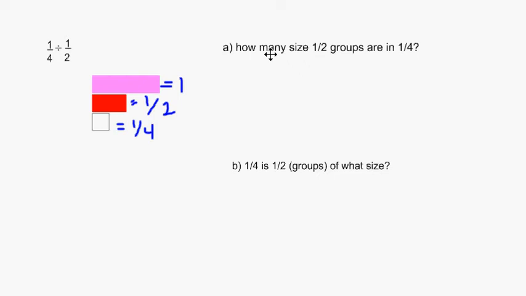So now it's going back, how many 1/2 groups, how many reds can I make out of a white? Well, can I make a whole red even? No, I can't even make a whole red. So how many reds can I make out of a white? Well, I can make half of a red.